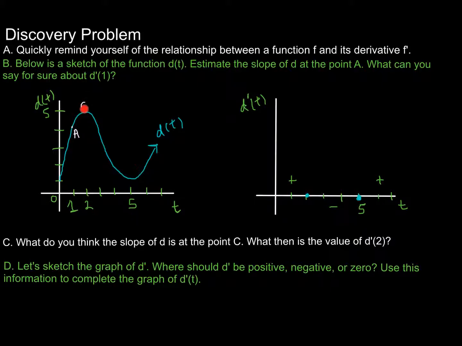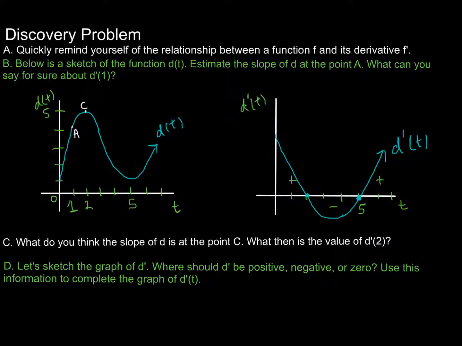Moving past c, we notice it's going to have to be negative, but very slightly negative, very small and negative, and then at some point it's going to get pretty steep. So the steepest value of d is right in between 2 and 5. And so right in between 2 and 5, we should have the most negative value of d prime. And from that point, it then begins to shallow out again. In other words, the slope gets smaller and smaller until, again, it hits 0 and then increases.